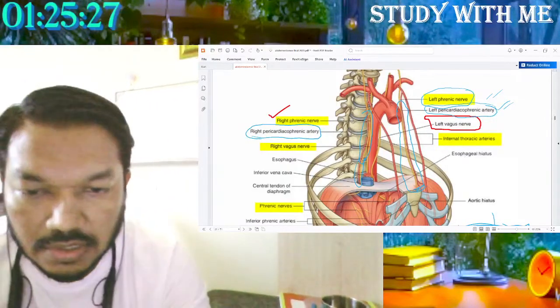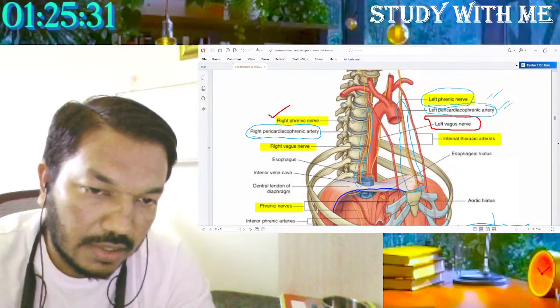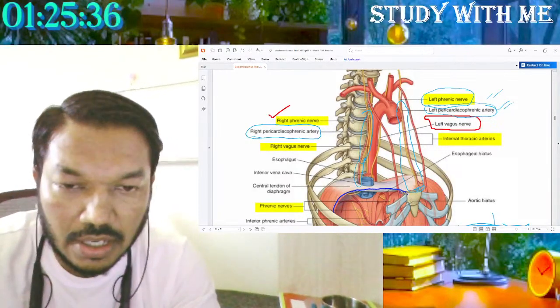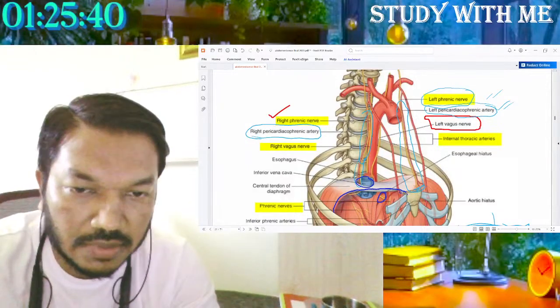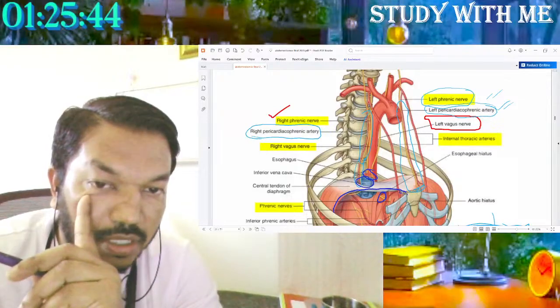And here you can see the diaphragm, nice diaphragm. This is the diaphragm. Anteriorly, it is touching with the xiphoid process of the sternum, right? Cut section. And this is the vena cava opening. Then this is the esophageal opening. And posteriorly, this is the aortic opening.